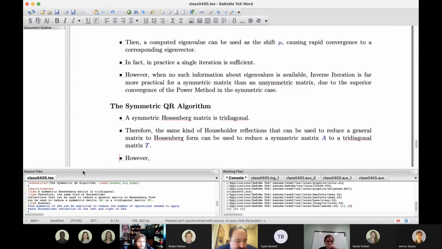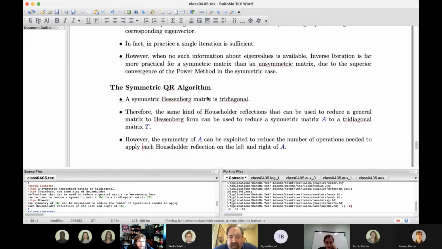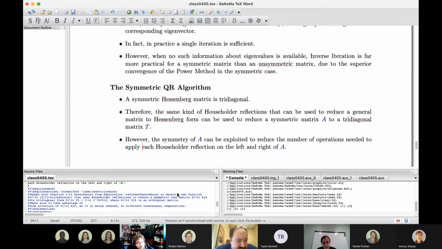But one nice thing is because it's symmetric and because you know the result is going to be tridiagonal, you don't have to perform as many operations. You know you're going to wind up with at most 3 non-zero entries per row and column. So that can get you out of having to perform some of the computations that you would need to do in the unsymmetric case.